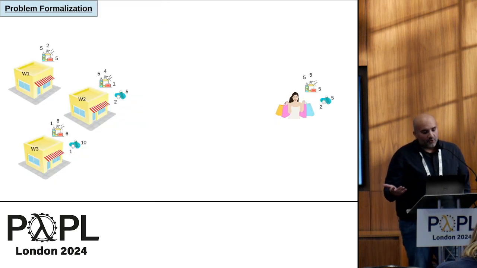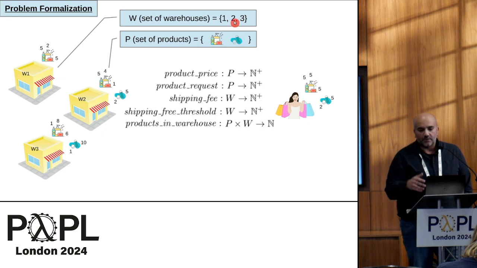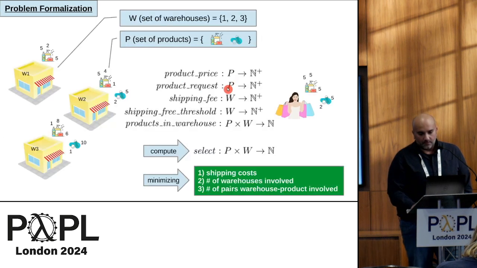So how to approach with answer set programming? You need a formalization of the problem. So maybe warehouses, we can index them by integer. Products, we can index by integer. Then at this point, every product has a price. Every product has an amount of products in the order. Every warehouse has a shipping fee. Possibly this shipping fee can be waived.